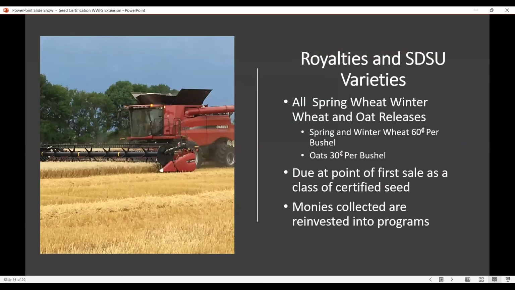With all the varieties of spring wheat, winter wheat, and oats that SDSU releases, and most of the regional breeding programs within the universities, there are royalties on those varieties. With SDSU, the royalty on spring and winter wheat is 60 cents a bushel, and on oats, it's 30 cents a bushel. This comes out to about a penny a pound. The royalty is due at the point of first sale as a class of certified seed, and the monies that we collect on these programs, the crop improvement reinvests back into those programs. And this is a great way to support those programs.